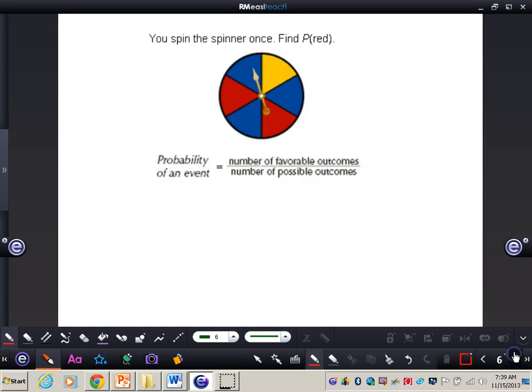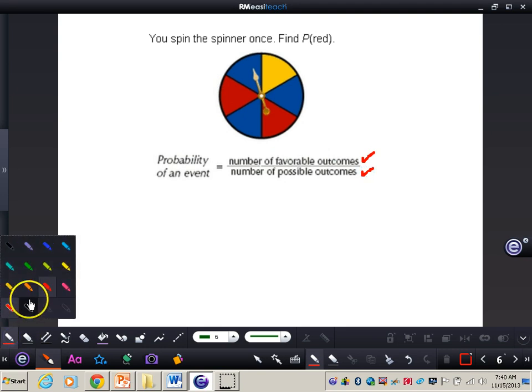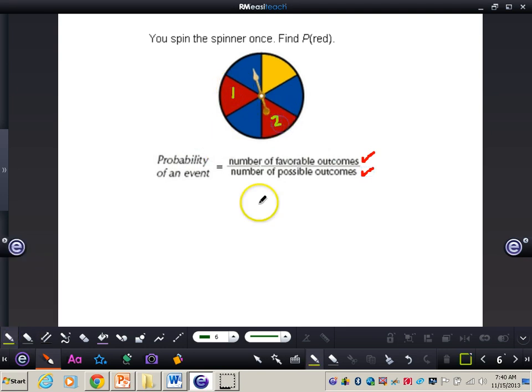Let's take a look at another problem here. Now it says you spin the spinner once, find P, and that P represents probability of it landing on red. Now just remember, probability of an event is the number of favorable outcomes as the numerator over the number of possible outcomes as the denominator in your fraction. So what we can see, we want to find the probability of red, so we can see that there are 2 red colors.